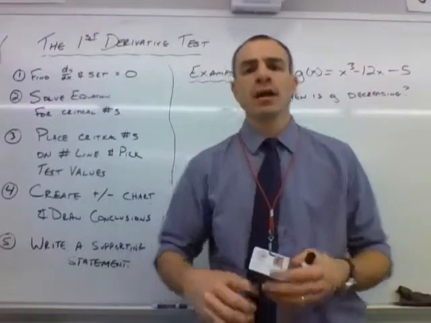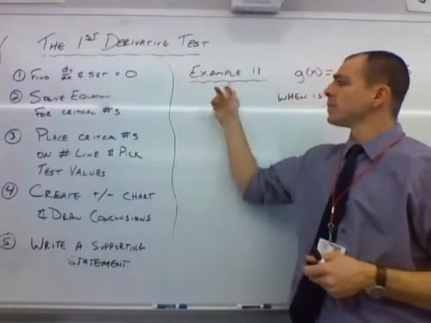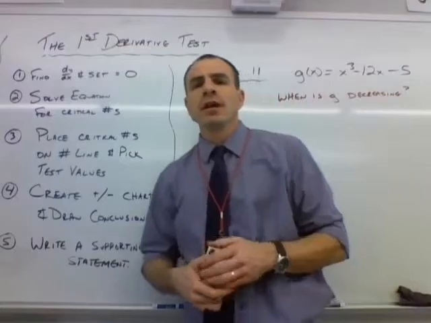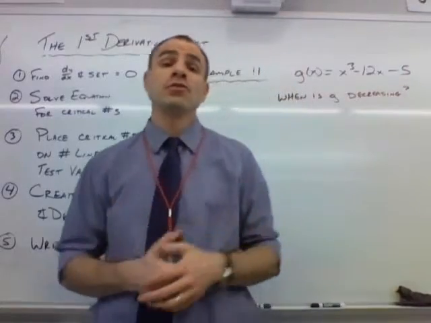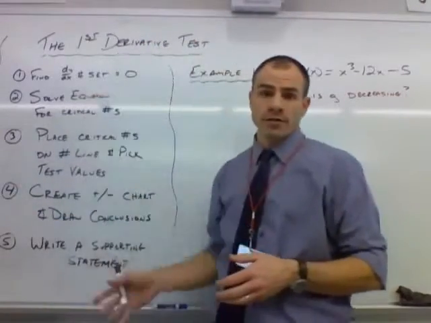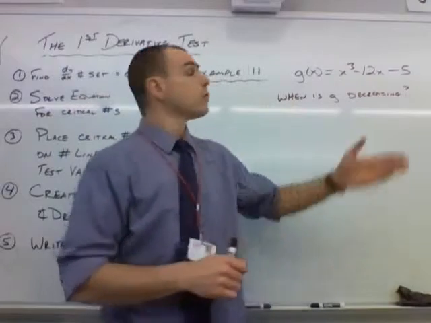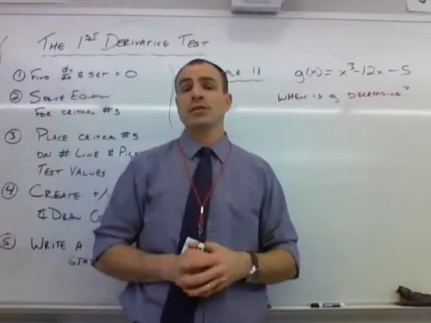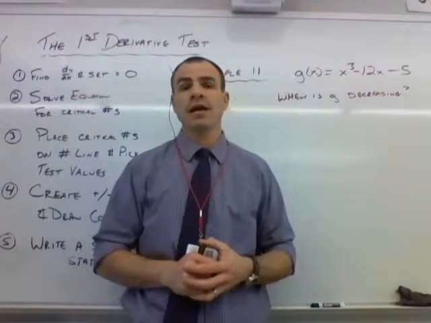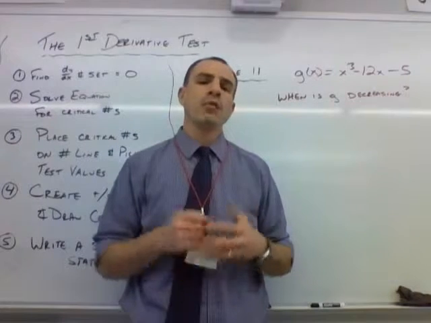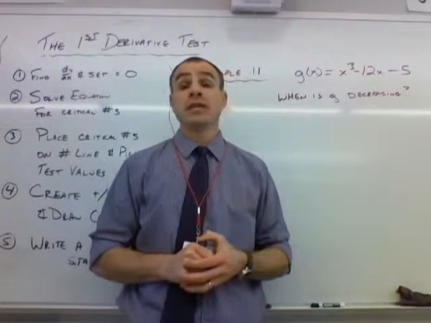All right, let's take a look at some more work with the first derivative test. Example number 11, this time we're given the function. We're not given the derivative directly, so we're going to have to do all of our steps in the first derivative test. We're told that g prime is equal to x cubed minus 12x minus 5, and we're being asked on what intervals is g decreasing.